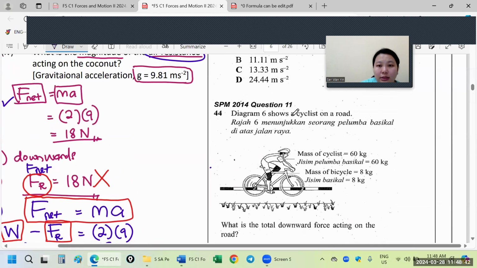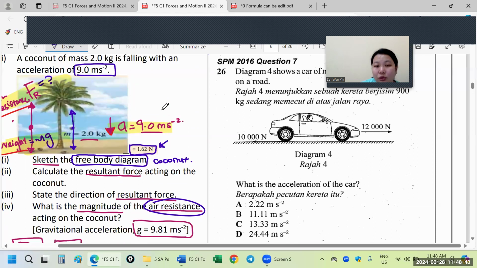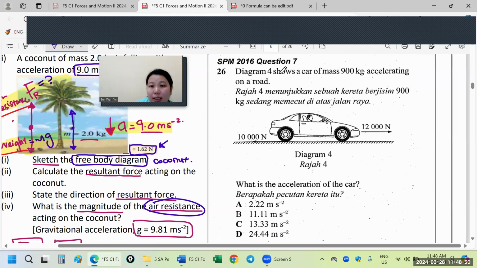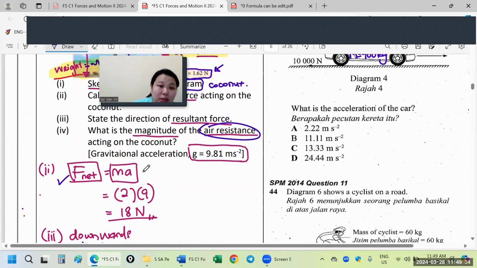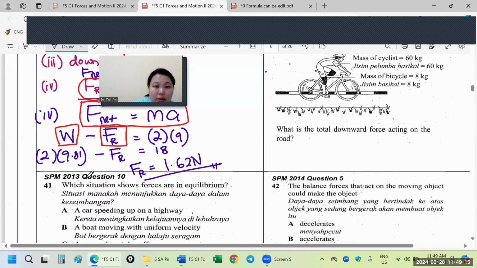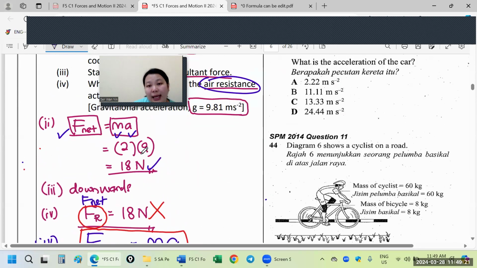Right, so now next. Now this is SPM 2016. This one shows a car, mass 900 kg, accelerating on the road. Oh, sorry, one more. Net force you can find from M times A or one force minus another, alright? So see, this one is one force minus another, or MA lah.